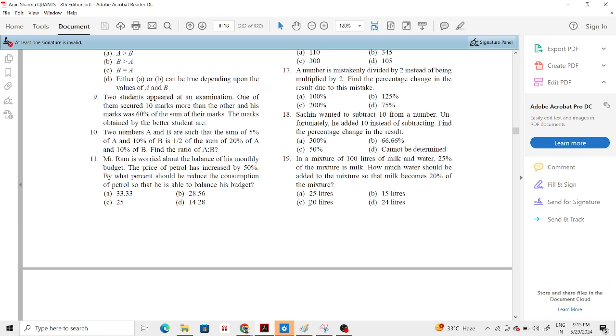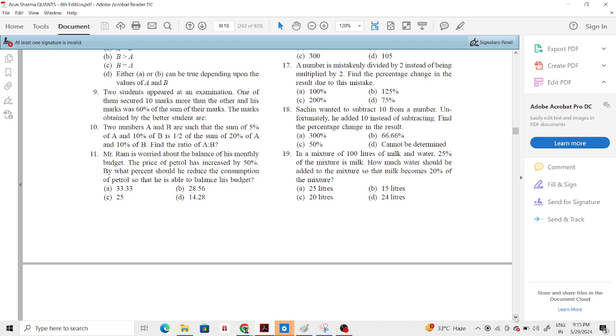Okay, so today we will start with Arun Sharma. First of all, we will do some sums from LOD 1 and then we'll move to LOD 2. Few sums, not many, and I'm sure you will be able to do it very easily.